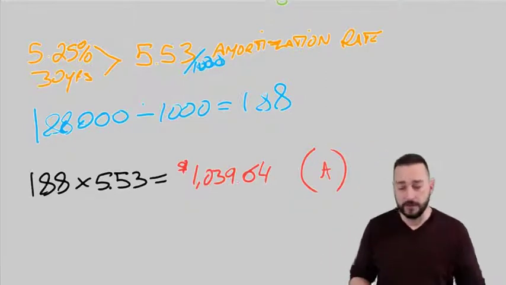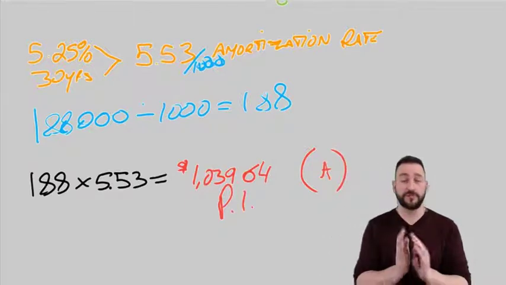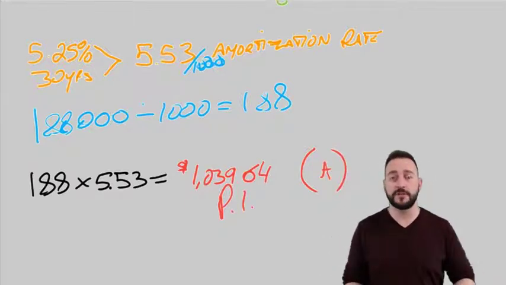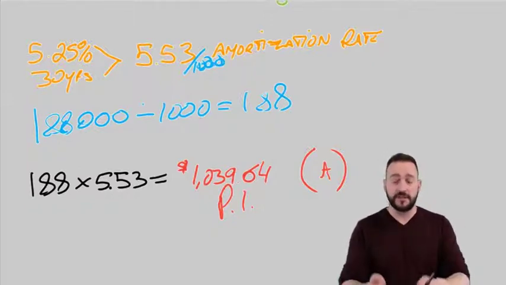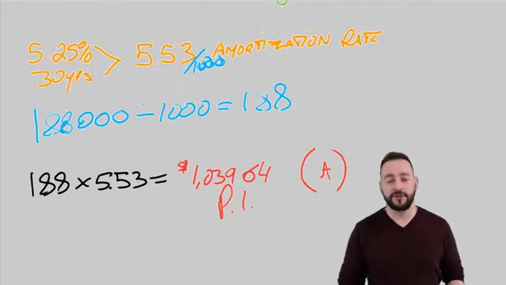All right. So, by the way, this number is only for principal and interest; taxes and insurance are not included. So you would have to add that if you're trying to help somebody figure out how much they're going to pay. So on a loan of $188,000 at 5.25% over 30 years, their monthly principal and interest only is going to be $1,039.64. I hope this helped.